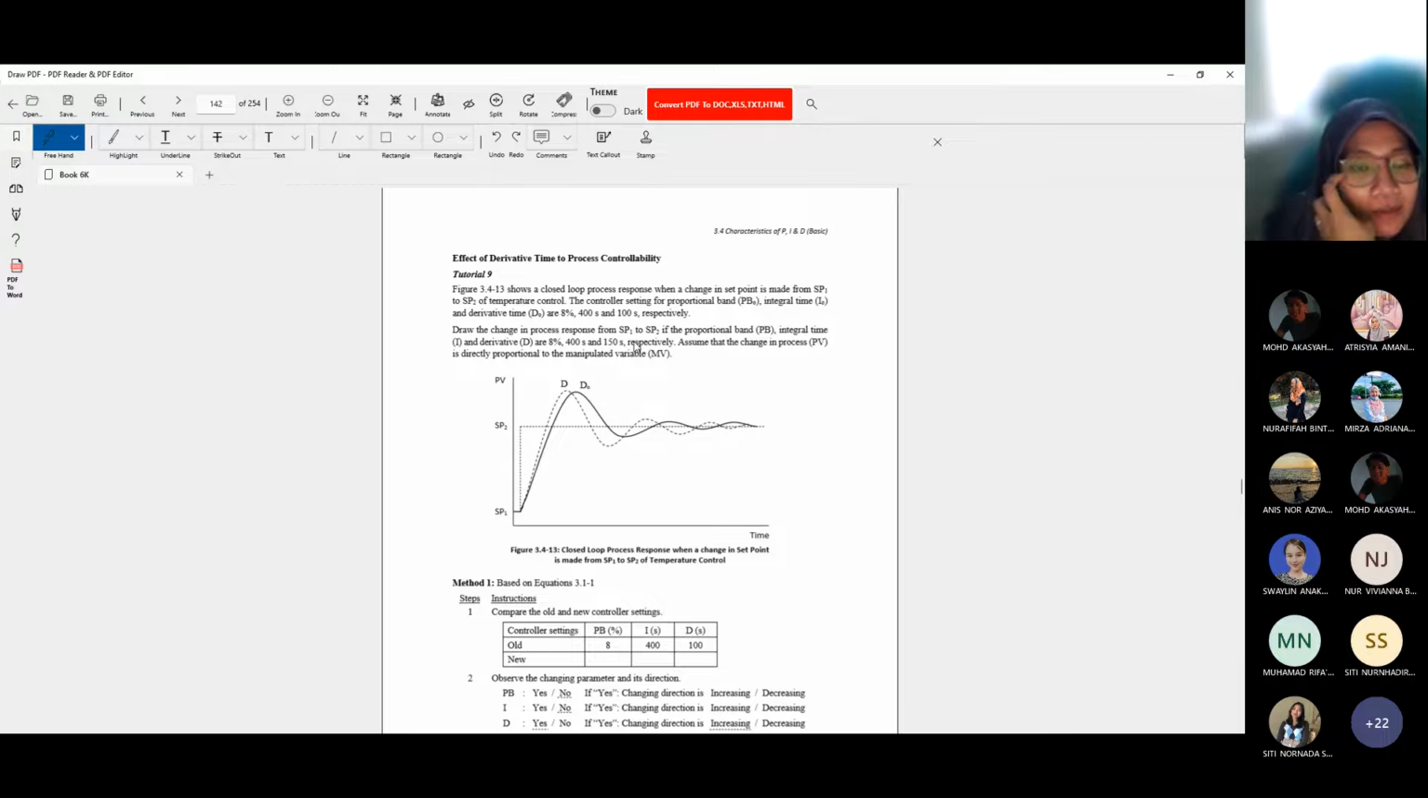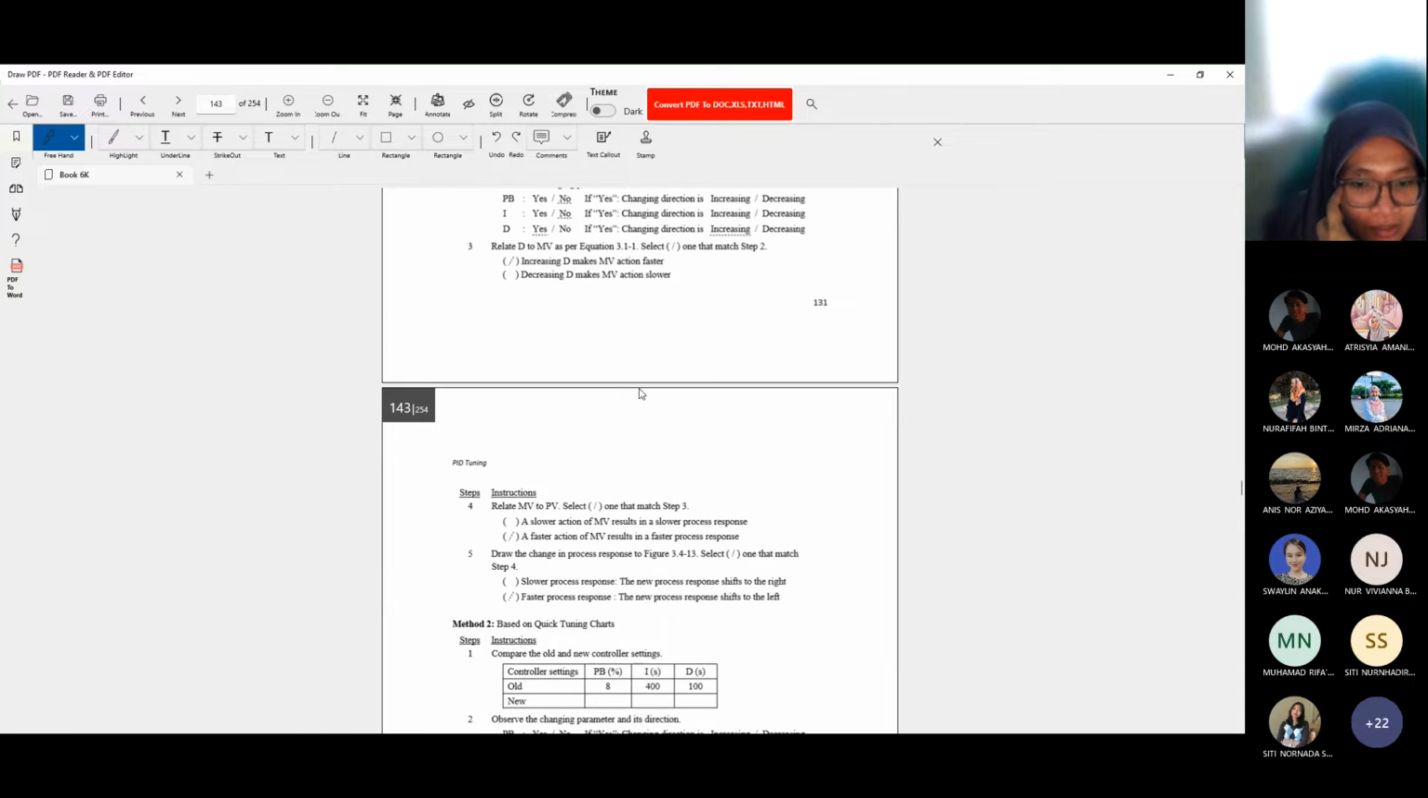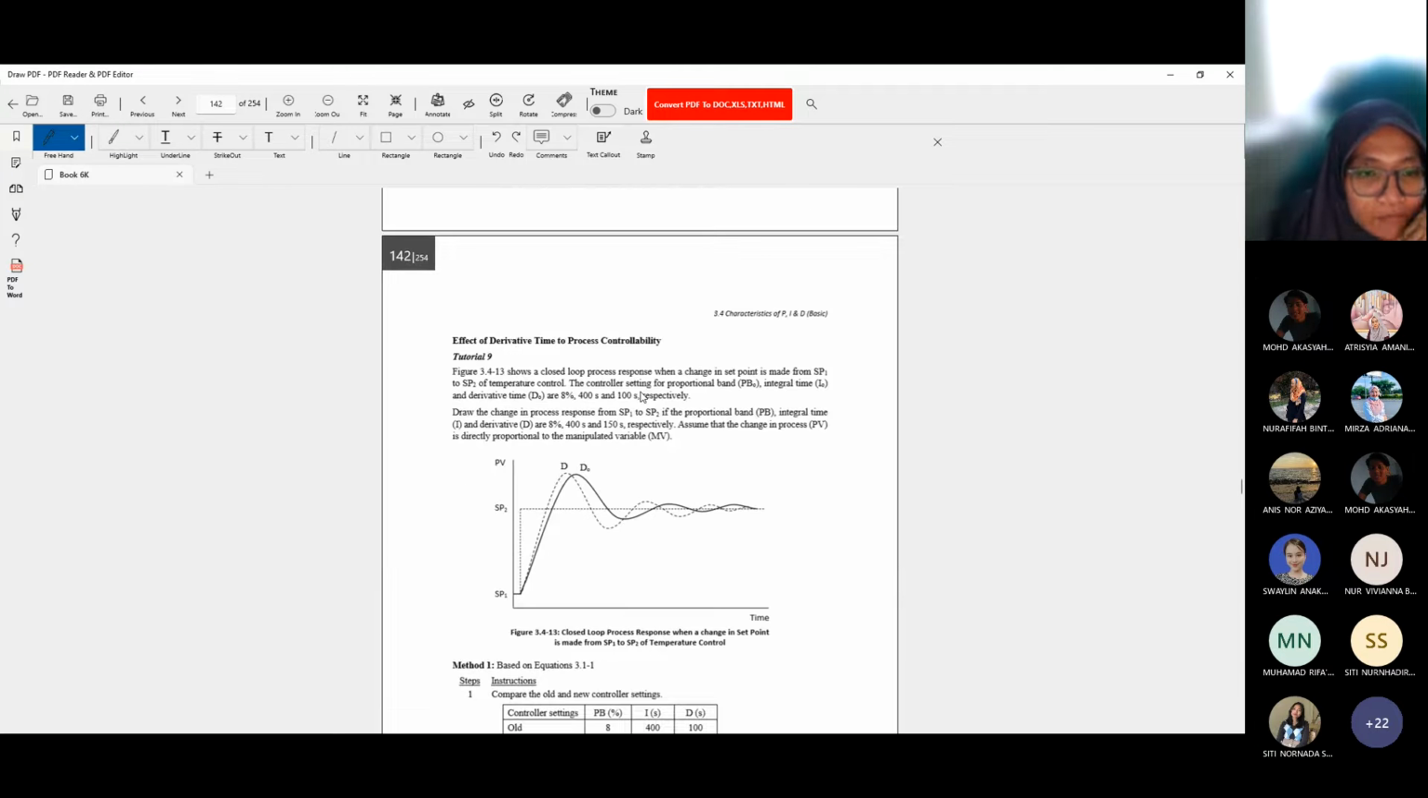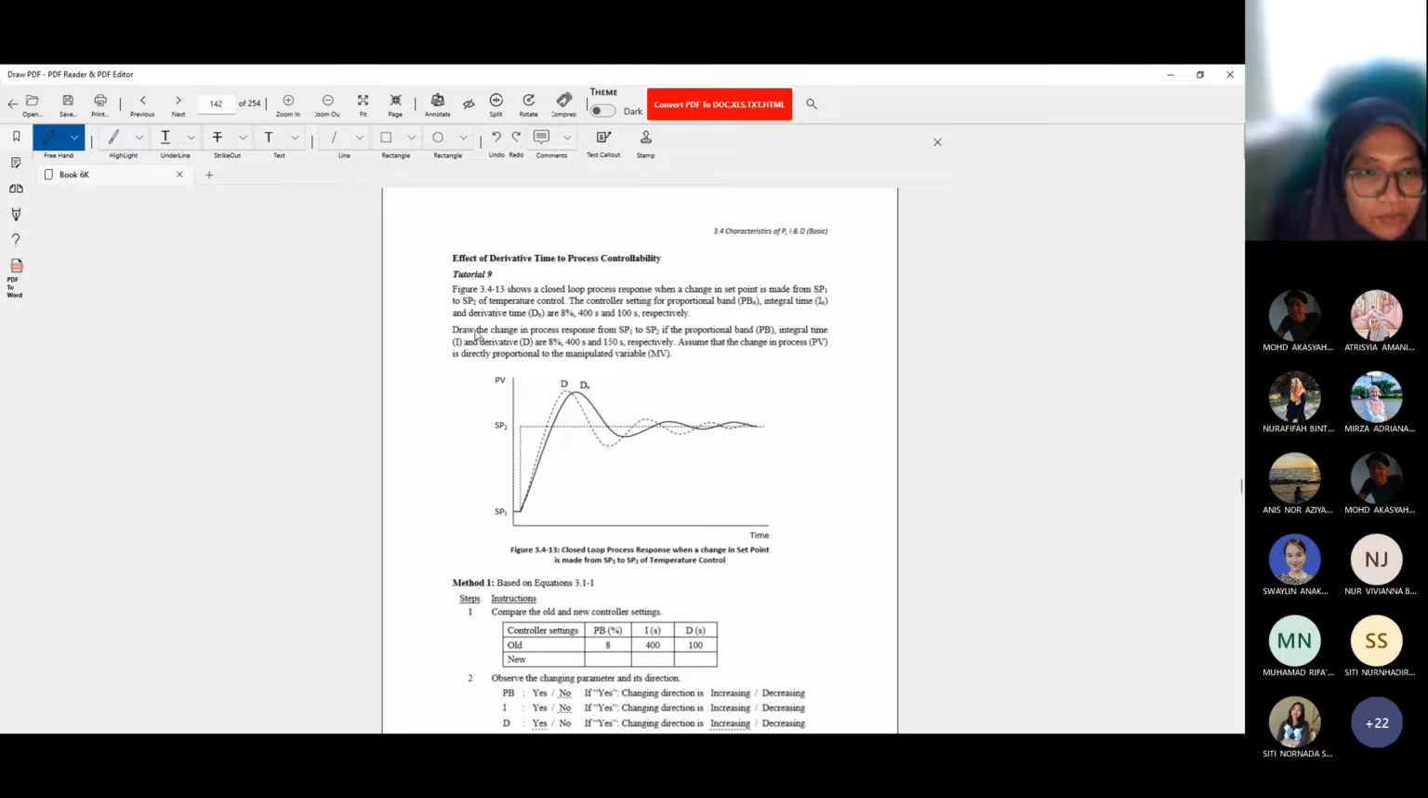Okay, this one. Now we try to do the evaluation of derivative time towards PV. Okay, we try to do two examples. First one we do tutorial 9. Okay, so this is the process response for the temperature control.